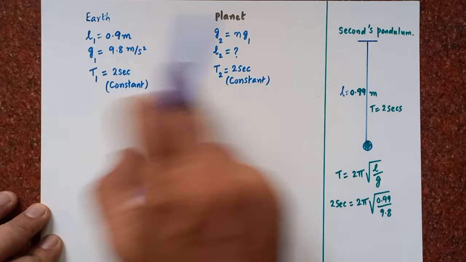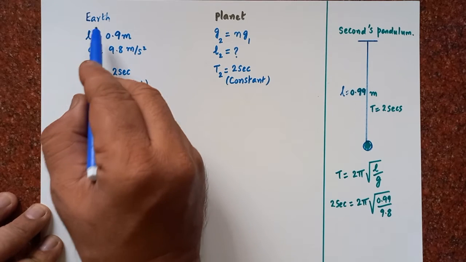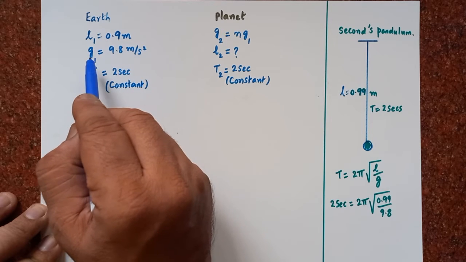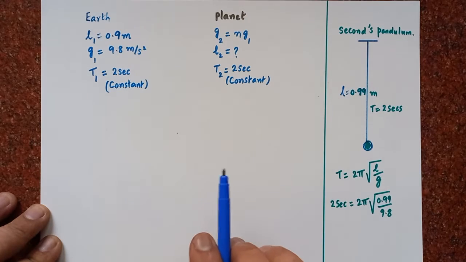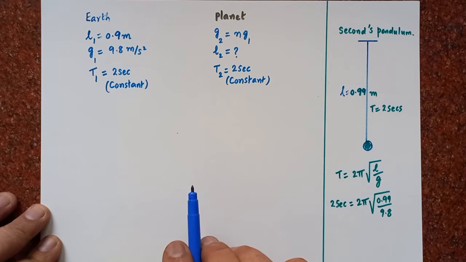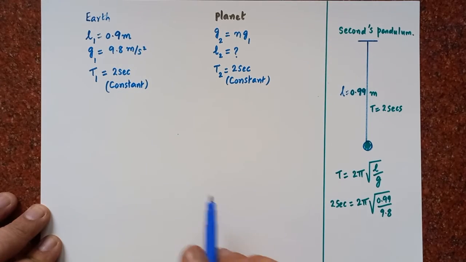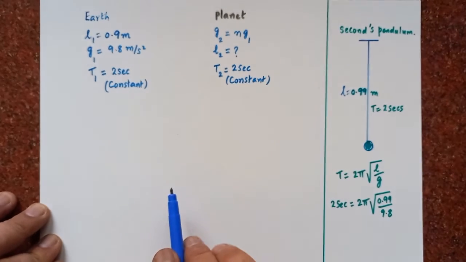Here, look at the data which is given in the problem. On the surface of the earth, the value of g is 9.8 meter per second square. This value is already known to you, and the length of the second pendulum is 0.9 meter, as given in the problem, and the time period of the pendulum must be 2 seconds. This one must be a constant.